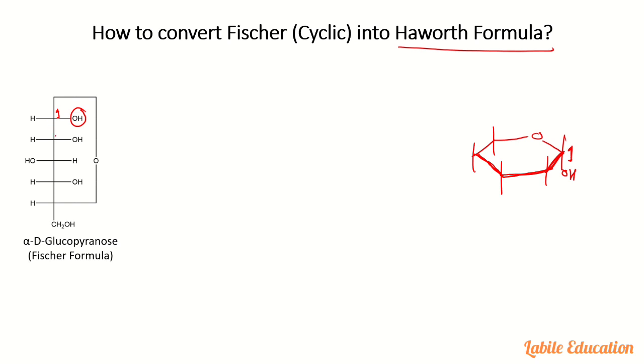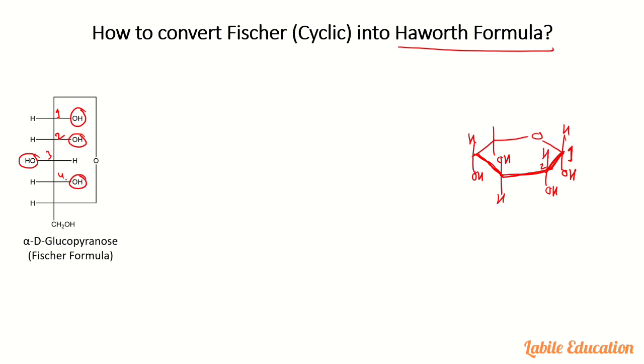So here at the 2, the OH is on the right hand side, so it will be below the plane of the ring. Now at 3, this is on the left hand side, so it will be above the plane of the ring. And here at the 4, OH is on the right hand side, so at 4, right hand side means below the plane of the ring. And rest H we can place here.